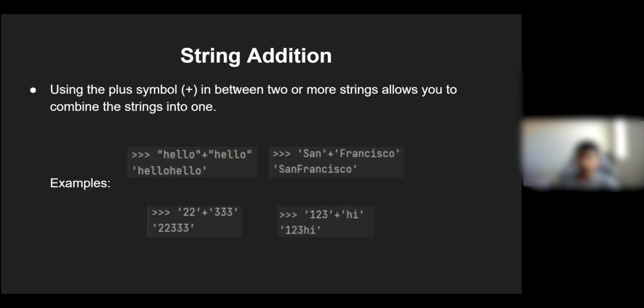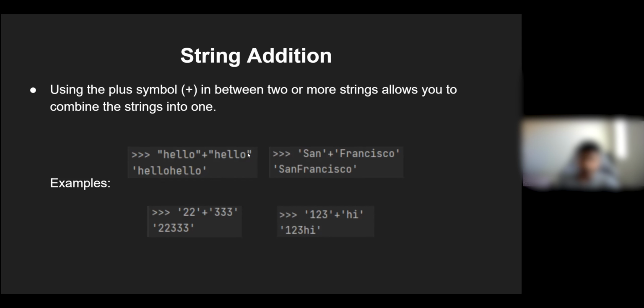So now we're going to do some string operators. We can do addition with strings. If we did hello plus hello, we get hellohello. And then San plus Francisco, we get San Francisco. And then 22 plus 333 as strings, we get 22333. And then 123 plus hi, we get 123hi as a full string.